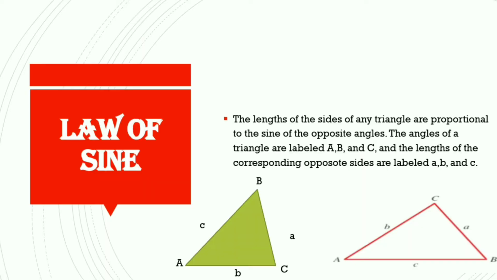The law of sines: the lengths of the sides of any triangle are proportional to the sines of the opposite angles. The angles of a triangle are labeled A, B, and C, and the lengths of the corresponding opposite sides are labeled small a, b, and c, just like the figure below.